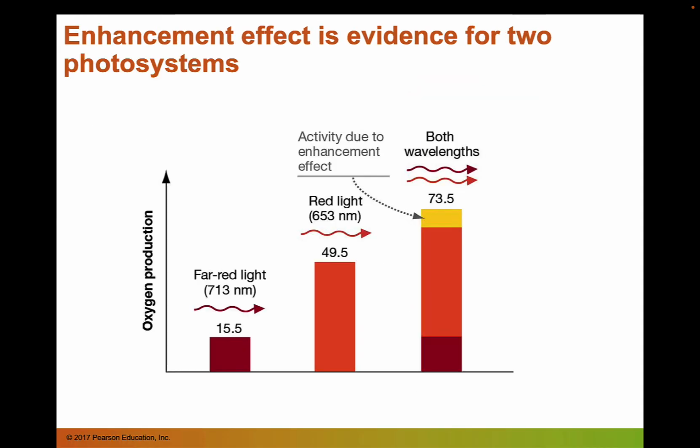So, studies in the 1950s with algal cells showed that when you combine far red and red light, you get far more photosynthesis than using either light alone, just using either the far red or just the red. You get more than both of these. And they called this the enhancement effect. And this led to a correct hypothesis that there were actually two photosystems, photosystem 2 and photosystem 1. Photosystem 1 was discovered first, but actually 2 starts the pathway.